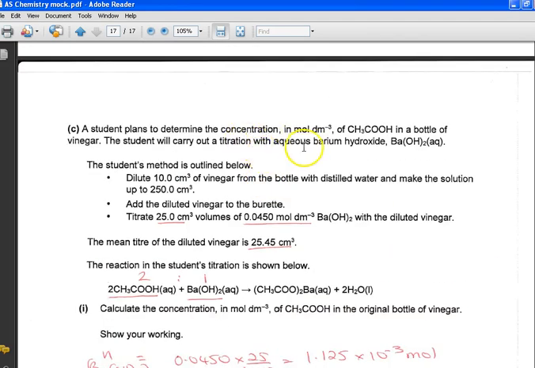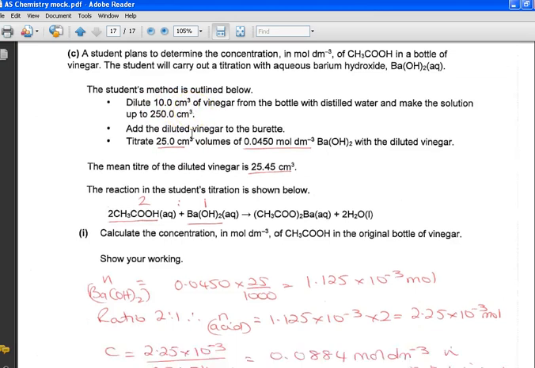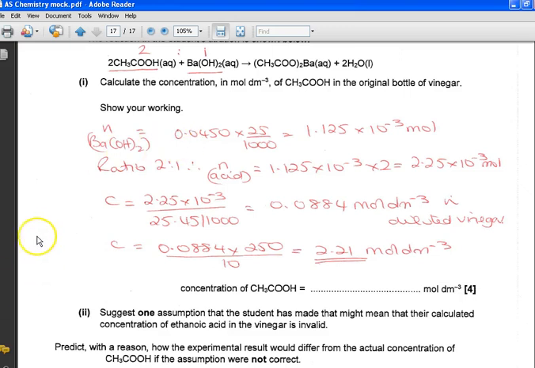Other than at the top here, it tells you 10 cubic centimetres was taken from the bottle initially and made up to 250 cubic centimetres. So you have to remember that you're going to have to come back to calculate the original concentration from that original vinegar. So the number of moles of barium hydroxide you can work out because you're given the information. You look at the ratio in the equation. There's 2 to 1. So you multiply, so you know how many moles of ethanoic acid there were in 25.45 cubic centimetres.